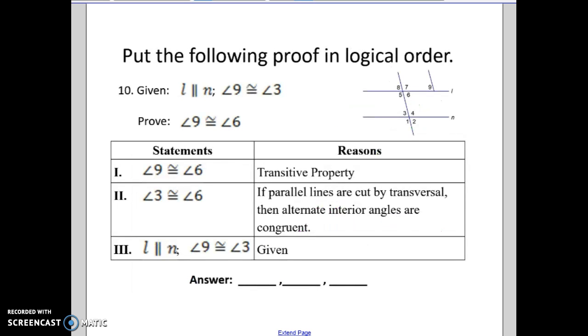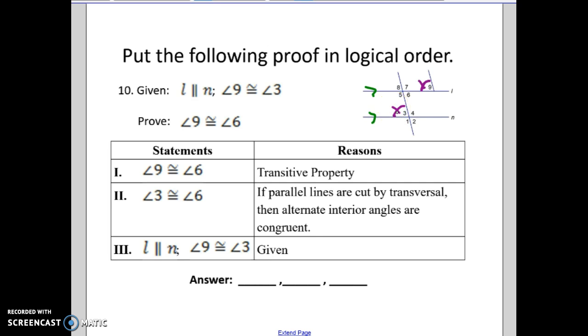All right, so this time it's a little different. They don't want us to fill in the blanks. They want us to put the proof in logical order. But before we do anything, like we always do, we always have to label our picture. So it gives us that line L is parallel to line N. So line L is parallel to line N. And I also know that angle 9 is congruent to angle 3. So that's what they tell me. Okay, angle 9 is congruent to angle 3.